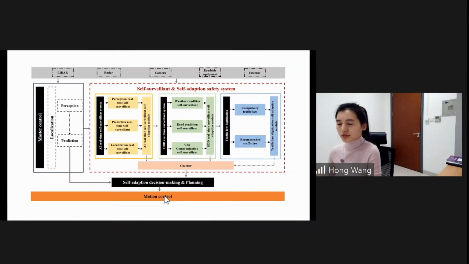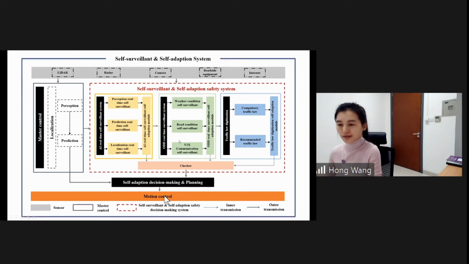By now we have introduced the whole system for the self-surveillance and self-adaptation safety system, which can be divided into 3 units. The first one is artificial intelligence surveillance. The second one is operational design domain self-monitoring and self-adaptation. The third one is traffic law digitalization. Based on the monitoring of the self-surveillance system, we can make the self-adaptation system, decision-making, and planning.